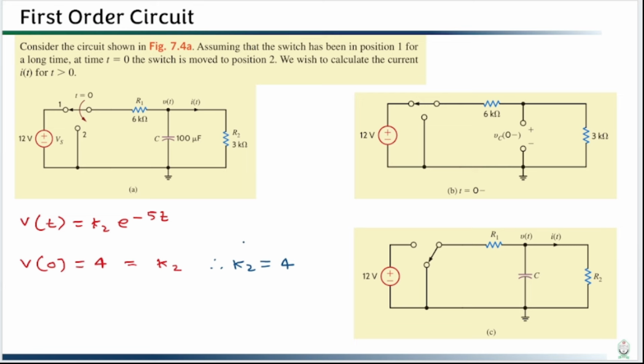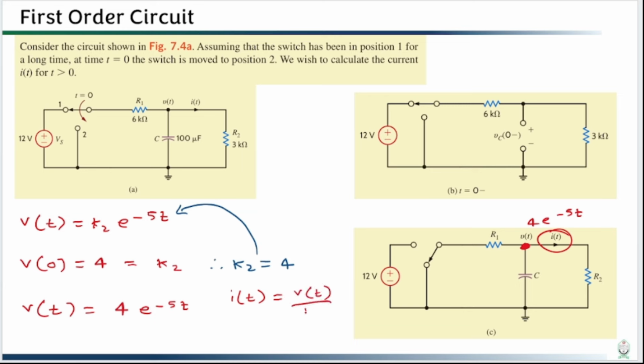So applying this here, the solution of the differential equation we get is 4 e to the power minus 5t for v(t). The voltage available here will be 4 e to the power minus 5t. Now what about i(t)? The value of i(t) here will be v(t) by R2, and v(t) by R2 will be 4 by 3 e to the power minus 5t, with the unit milliampere. So that is the solution of the math.